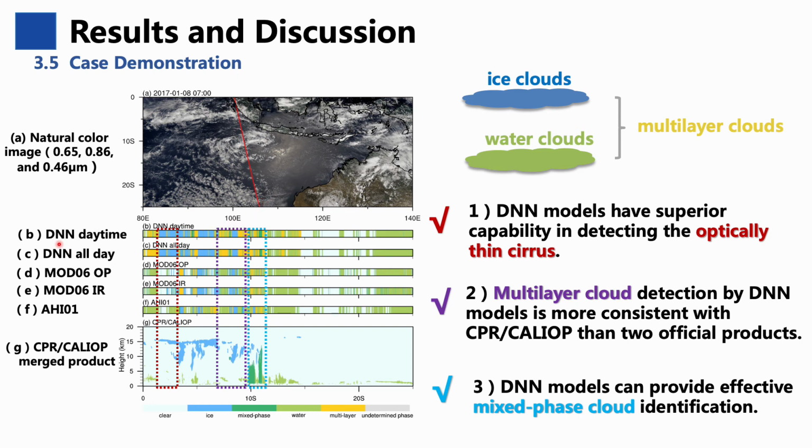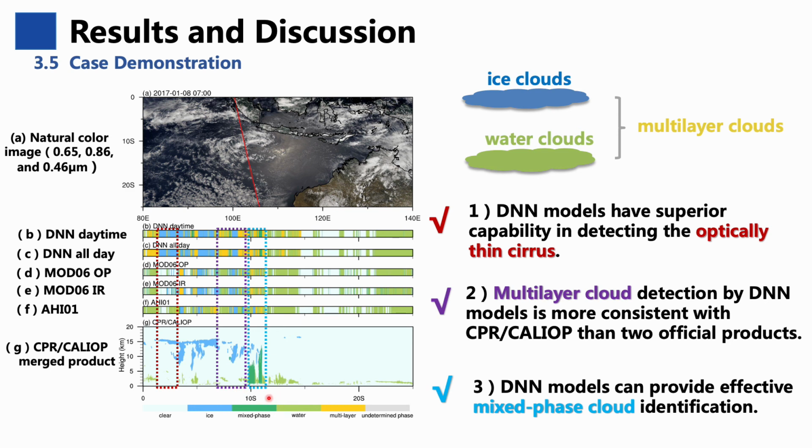Figure B to Figure F show the results from the DNN model and two official products, with the measured cloud products along the orbit. The vertical profile of cloud thermodynamic phase from the CPR CALIOP along the orbit is shown in Figure G. As is seen in this figure, the DNN model has a better capability in detecting the optically thin cirrus. However, the MODIS and AHI products omitted this thin cirrus. Besides, in the dotted box, multi-layer cloud detection by the DNN model is more consistent with the CPR CALIPSO than the two official products.